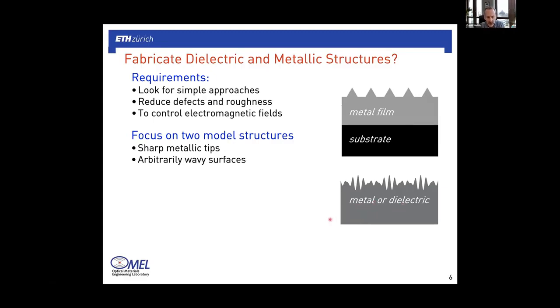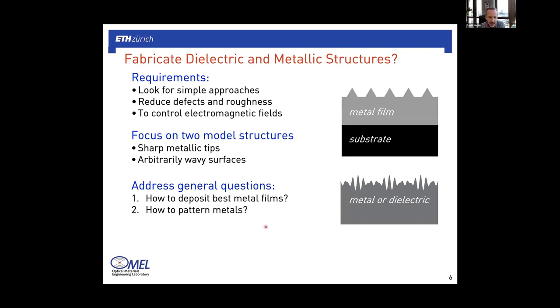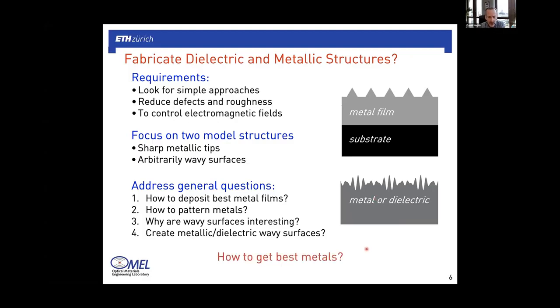And I'm then going to try to address four questions along the way that are related to fabrication. So first, it seems like a silly question, very mundane, but actually turns out to be important: how do we deposit the best possible metal films, best in terms of their optical properties for what we're trying to do? And then second, how do we pattern these metallic films? Third, I'm going to get into why such wavy surfaces are interesting. It may not be completely obvious. And then the fourth question, we'll try to create metallic and dielectric surfaces that have this arbitrarily wavy profile to them.